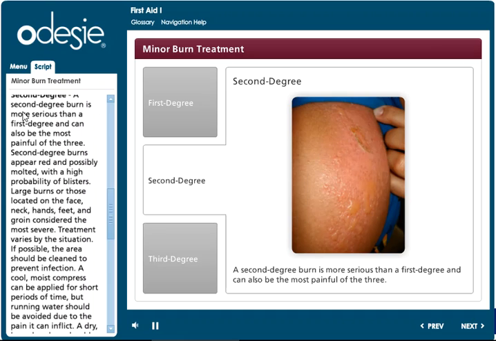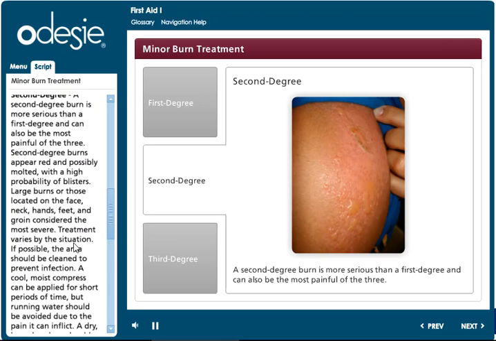A second-degree burn is more serious than a first-degree, and can also be the most painful of the three. Second-degree burns appear red and possibly mottled, with a high probability of blisters. Large burns, or those located on the face, neck, hands, feet, and groin, are considered the most severe.